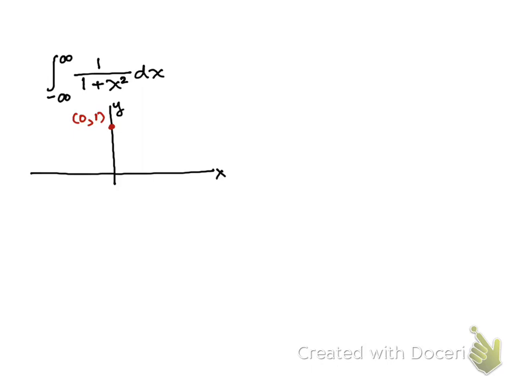So when x is 1, I'm going to get a half. When x is 2, I'm going to get a fifth. When x is 10, I'm going to get 1 over 101. So we very quickly approach 0, and the graph looks something like this, like a bell curve. Okay, you can see the graph is continuous from negative infinity to infinity. So I'm going to rewrite this as the limit as t approaches infinity. My lower limit is going to be negative t, which is negative infinity, and my upper limit is going to be t. And then I have dx over 1 plus x squared.